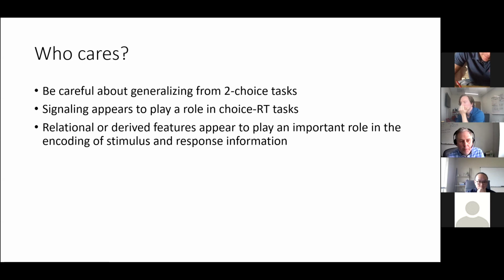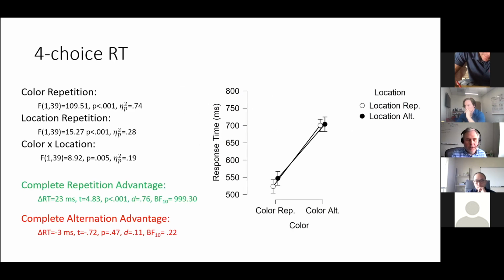And then the other point is that these relational or derived features play an important role in the encoding of stimulus and response information. This may be important for a lot of these models, which seem to neglect derived or relational features in favor of the color and shape, which we know are represented in the brain. But when we look at the behavior carefully, it looks like things like switch and repeat seem to be just as important for driving behavior.